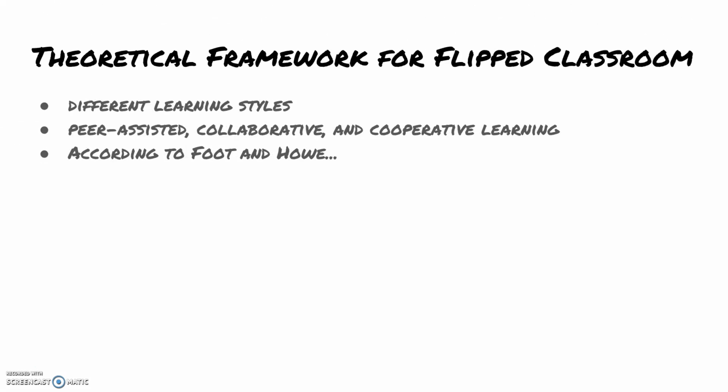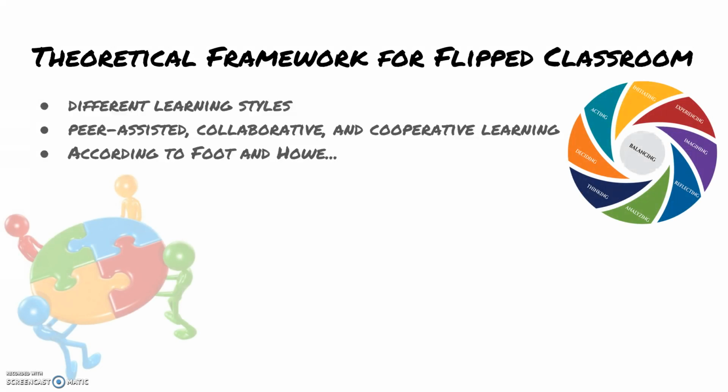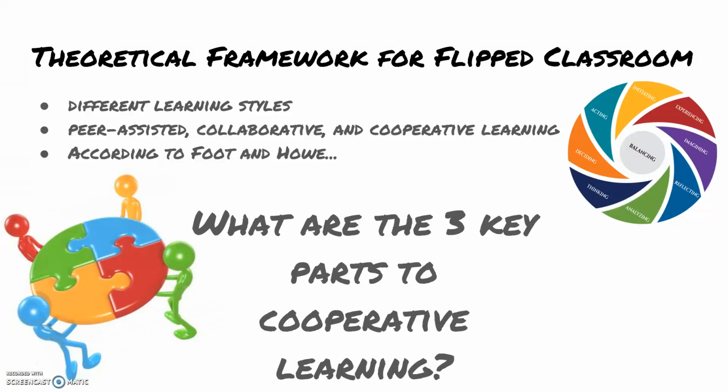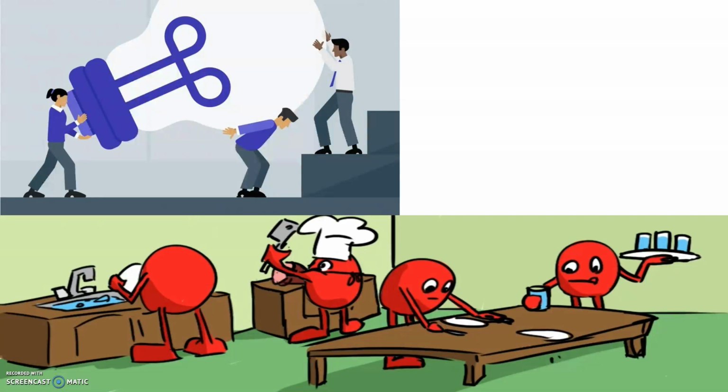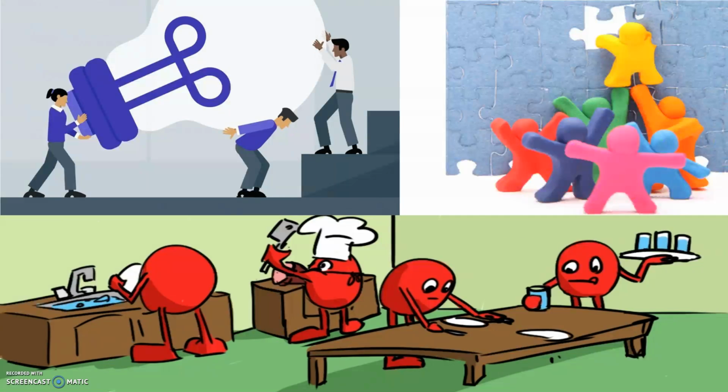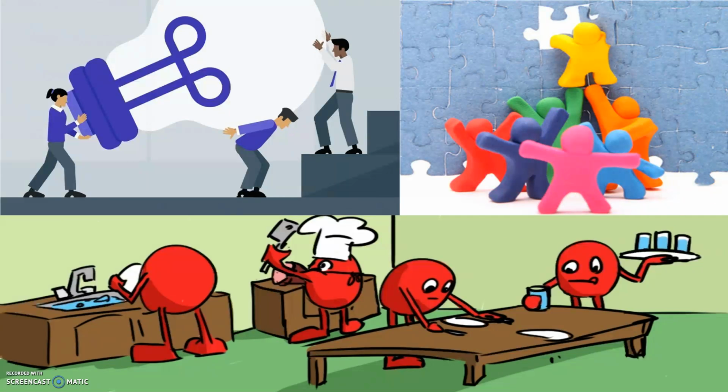There are theoretical frameworks for the flipped classroom. There are different learning styles. It is also peer-assisted collaborative and cooperative learning. According to Foot and Howe, there are three key parts to cooperative learning. First, students work in teams towards the attainment of some superordinate goal. Second, labor is divided between team members such that each individual takes responsibility for a different sub-goal. And lastly, individual contributions are pulled into a composite product to ensure that the goal is reached.